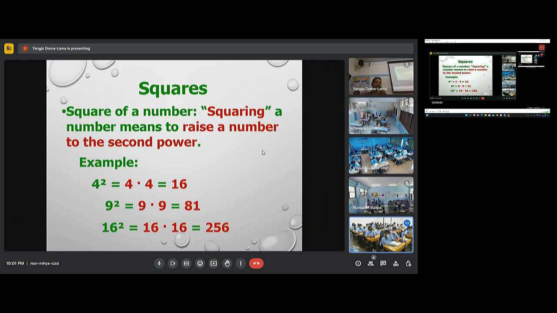Understand? Similarly, another example, look at here, 16 square. So this 16 has power 2, but we don't read it as 16 power 2, okay? We read it as 16 square, which means 16 times 16, which is 256. Now, our square numbers here are 16, 81, and 256. They are square numbers. Understand, right?